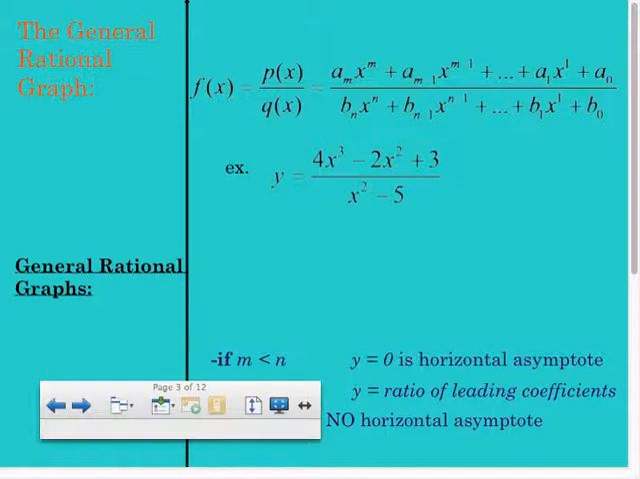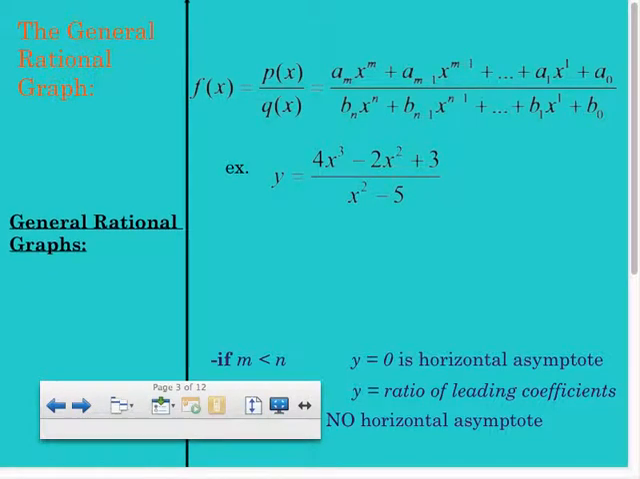The same thing is happening in the bottom. That's just saying we have a higher degree polynomial over a higher degree polynomial. So for example, it might look like 4x cubed minus 2x squared plus 3 over x squared minus 5. Those are the types of graphs we're going to be looking at.